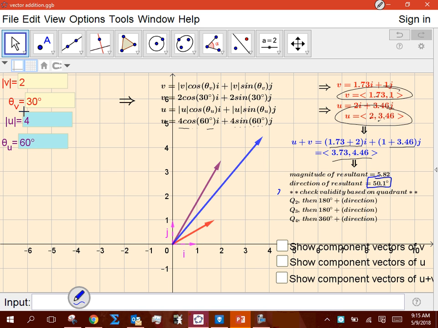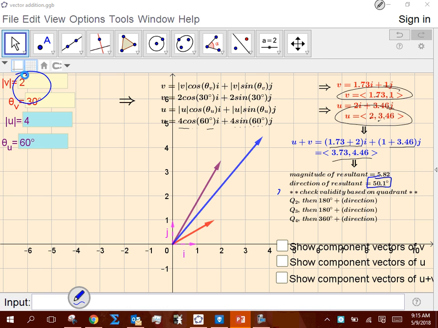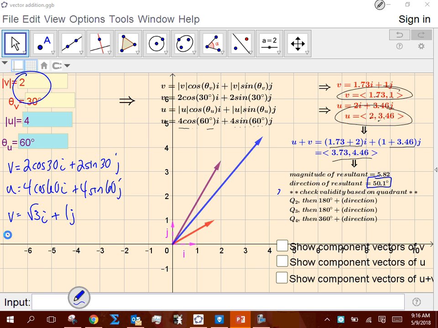But just showing you the quick way of doing this, we're going to take that information. Vector v then is, all you do is 2 cosine 30 i plus 2 sine 30 j, and then u is going to be 4 cosine 60 i plus 4 sine 60 j. Again, you evaluate those two things. So v turns into radical 3 i plus 1 j, and then u turns into 2 radical 3 i.